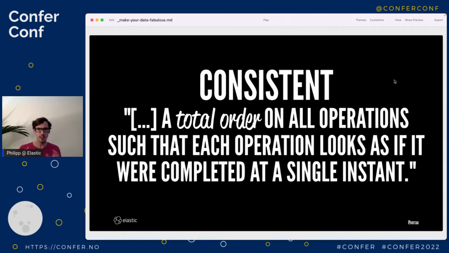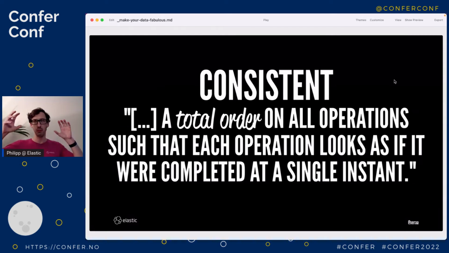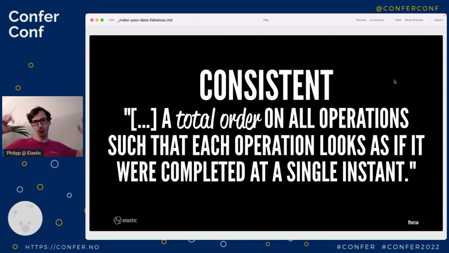So you have consistency, which is the total order of all operations, so that each operation looks as if it were completed at a single instant. You have a distributed system with various nodes, and operations come in from all sides. Yet still, if you want a consistent system, there is a total order of all of these requests coming in. It's pretty much like you have a single instance, one after the other, like a nicely ordered queue where one after the other walks through the system. Even though the system might be much more complicated, you want that total order so that it's very clear what operation is based on what other operation.